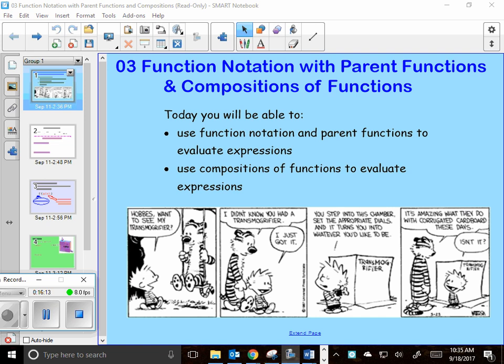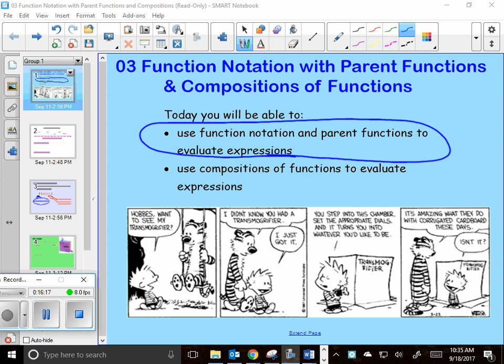Now, we've already been doing this part. That's what we were doing the review part on. So now it's about using composition of functions to evaluate expressions. Whoa. Okay, composition of functions. Have you heard of a composite before? If I had a composite tennis racket, do you have any idea what that means?